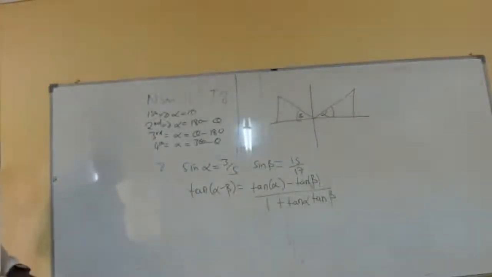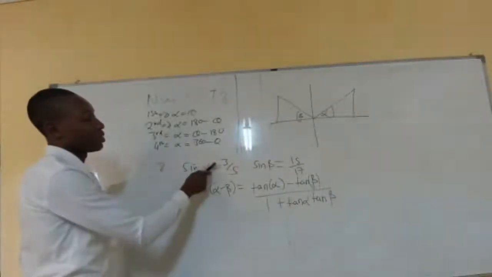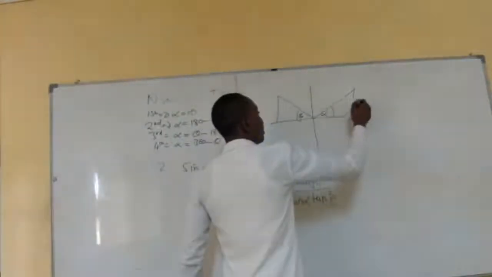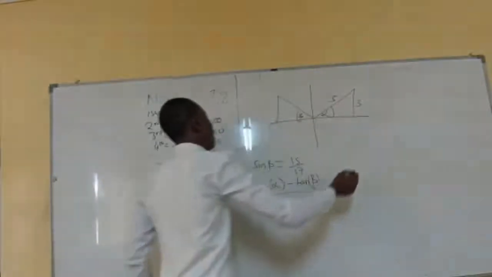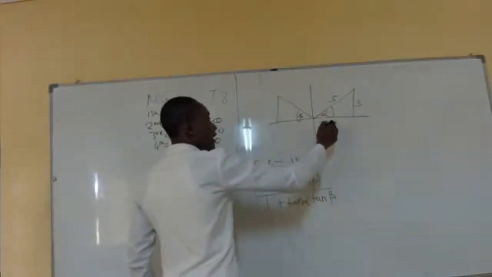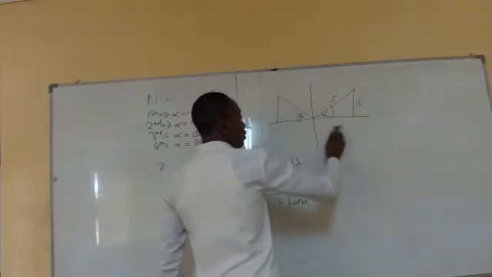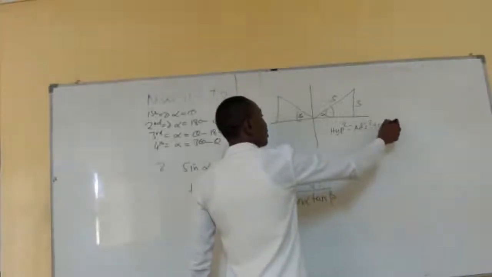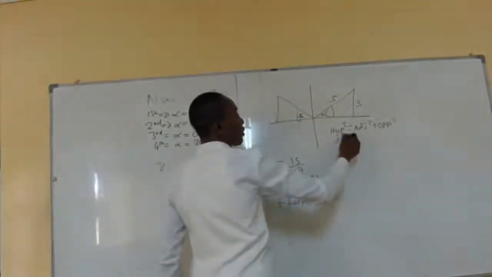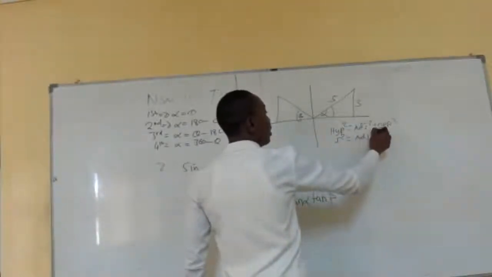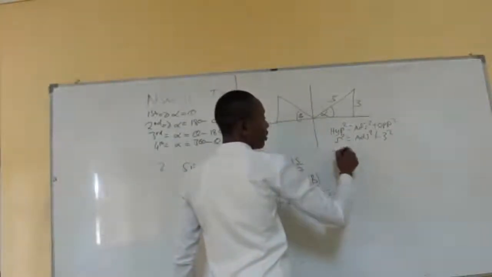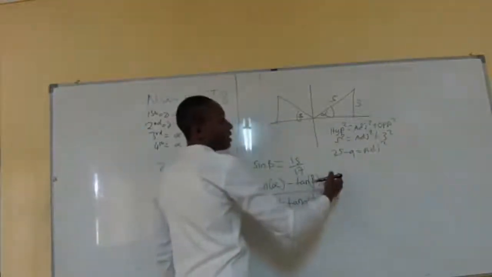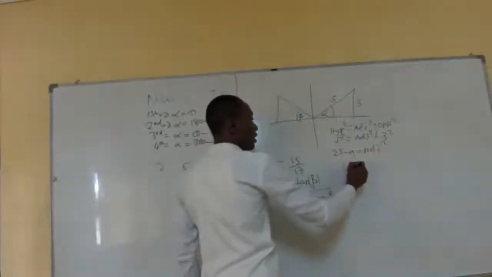We know that in the first quadrant, sine is given as opposite over hypotenuse, meaning that the opposite is 3 and the hypotenuse is 5. So we can find the missing side, which is the adjacent side. Hypotenuse squared is equal to adjacent squared plus opposite squared. We have 5 squared is equal to adjacent squared plus 3 squared, so 25 minus 9 is equal to adjacent squared. Then 25 minus 9 is 16.